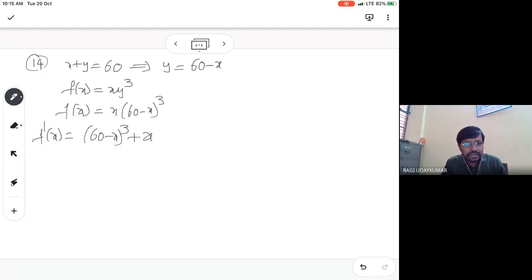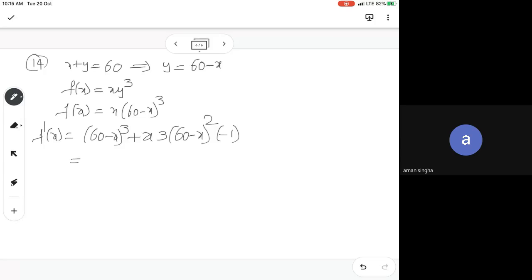So what do you get? x into 3 (60 minus x) whole square into minus 1. Isn't it? ये तो समझ में आया ना, f dash of x. Okay. So here, yes. Tell me. Come on.